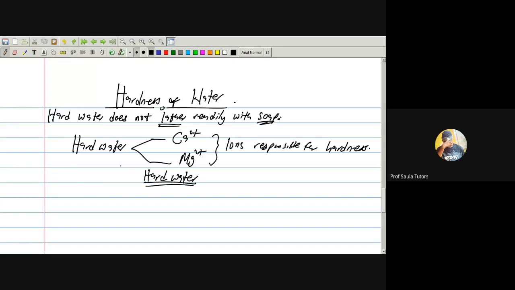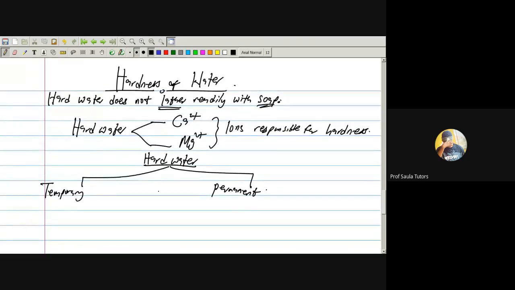Now, looking at hard water, it is divided into two. We have what we call temporary hard water, and we have what we call permanent hard water. Now, everybody, don't forget, both temporary and permanent hardness are caused by calcium and magnesium ions, but in different forms.